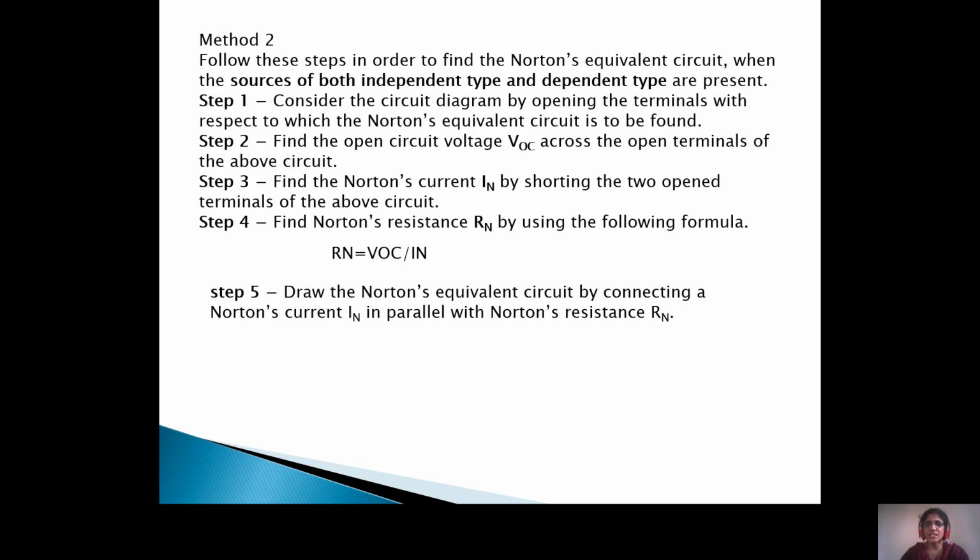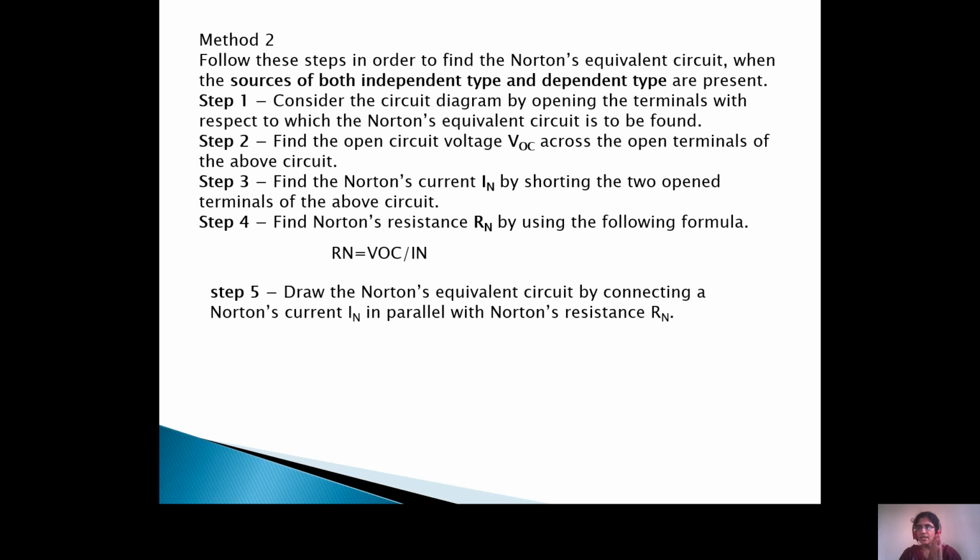Now, what is the method if both independent and dependent sources are there? If both independent and dependent sources are present, then consider the circuit diagram by opening the terminals where the Norton's equivalent circuit is to be found. Find the open circuit voltage, using the VTH form, and find the Norton's current IN by shorting the two open terminals.